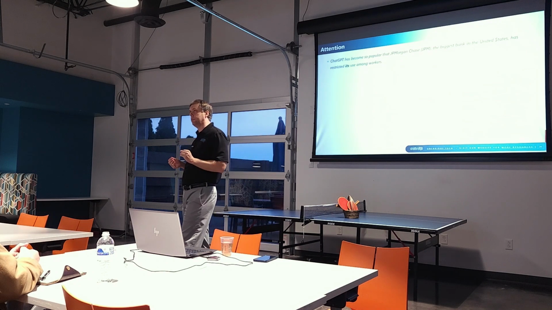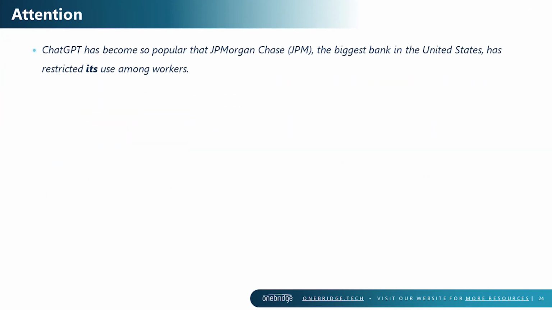So let's look at this sentence. ChatGPT has become so popular that JP Morgan Chase, the biggest bank in the United States, has restricted its use among workers. What does its refer to in this sentence? How hard was that question? For a human, not very hard. But a computer doesn't understand that. And it's actually even worse than that.